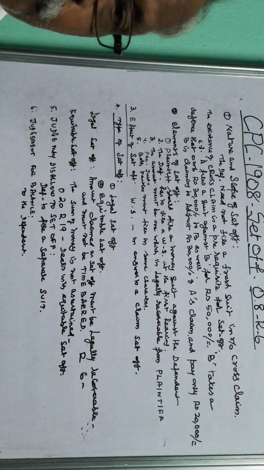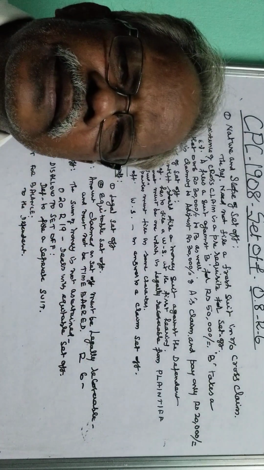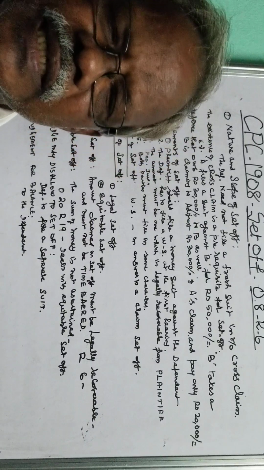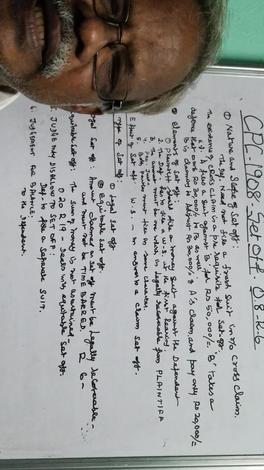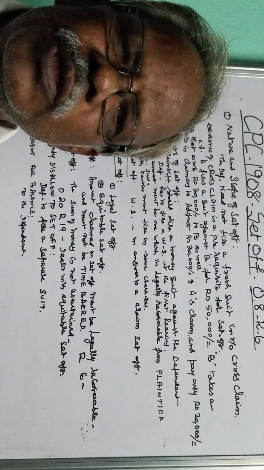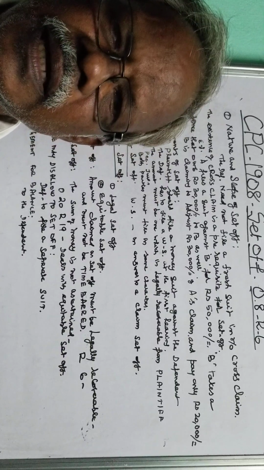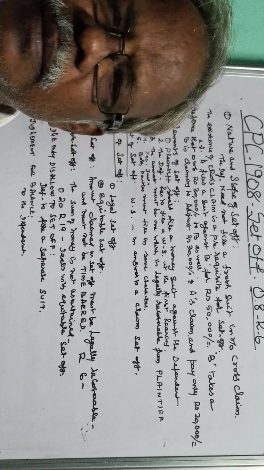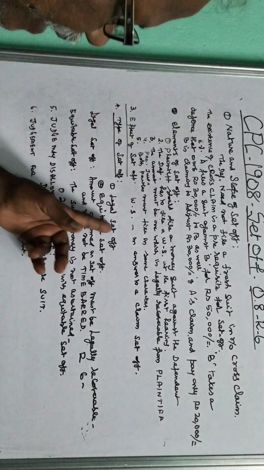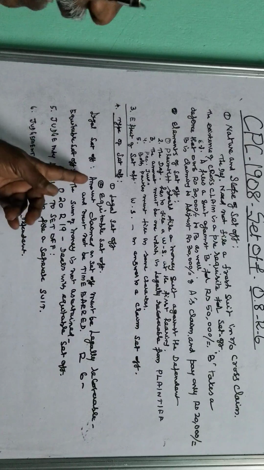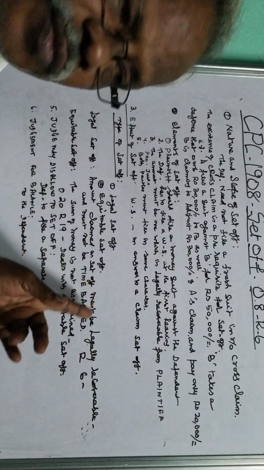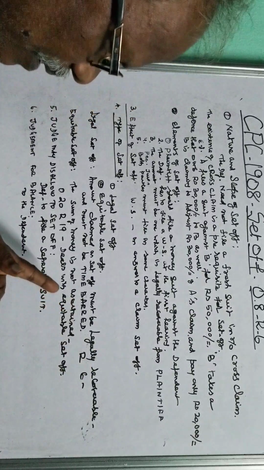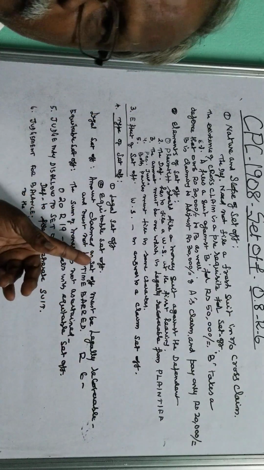Then types of set off. In set off there are two types: legal set off and equitable set off. In legal set off, the amount is ascertained, and accordingly the claim should be paid. In legal set off, the amount claimed as set off must be legally recoverable and not time barred. That is according to Rule 6.